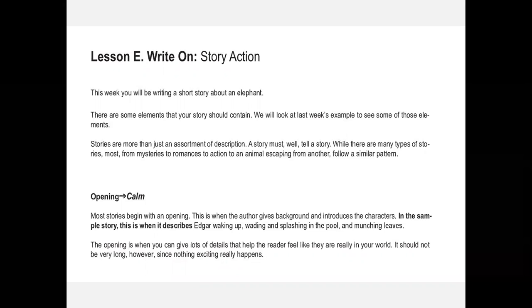The opening is when you can give lots of details that help the reader feel like they are really in your world. It should not be very long, however, since nothing exciting really happens. So then, we all know movies that start out and we start watching this movie and it's just like, it's been 20 minutes and nothing has happened. I can't watch this movie, right? And we talk about that in class. We want the opening to be calm, but it can't be too long because readers and movie watchers do not read a book or watch a movie for pages and pages or moments and moments of calm, right?